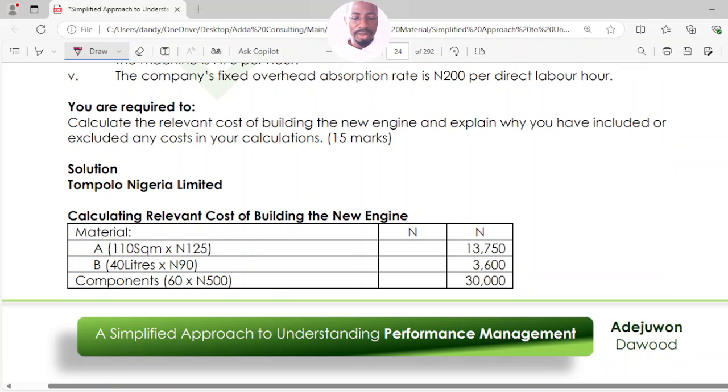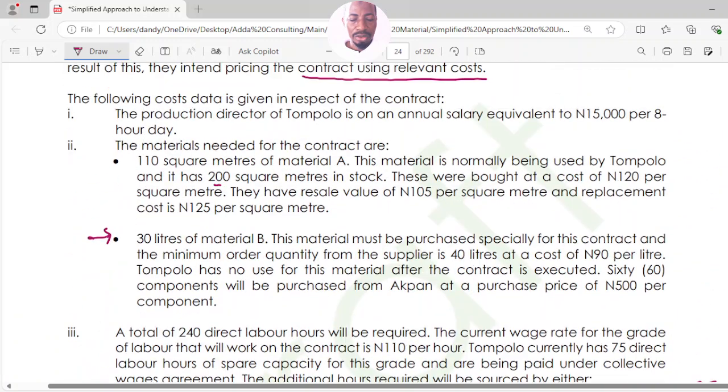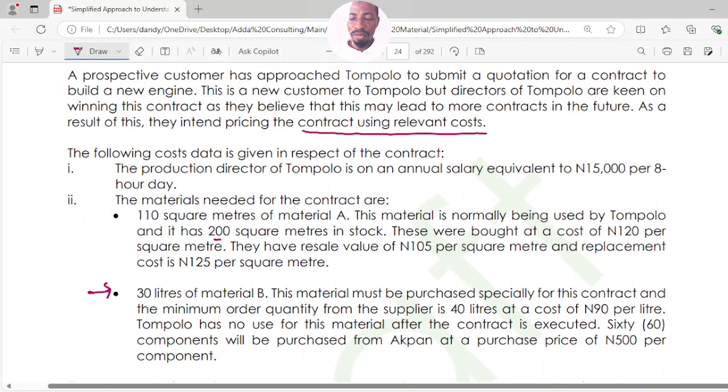The name of the company is Tompolo Nigeria Limited. The examiner is asking us to determine relevant cost, so you have to indicate that. Under material, for material A, how do you arrive at your number? I will go back to the additional information number 2, where we have the material. We have said that only the replacement cost of 125 naira is relevant.